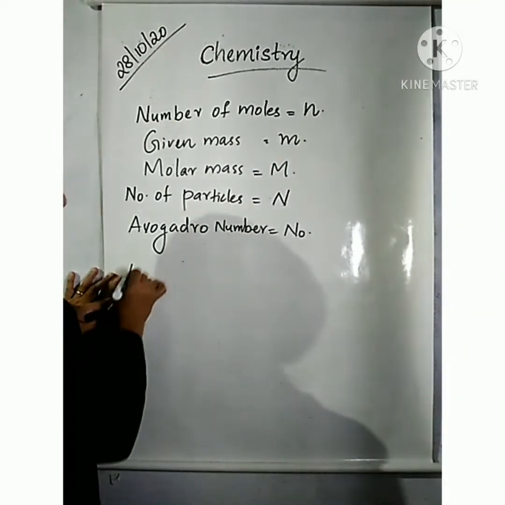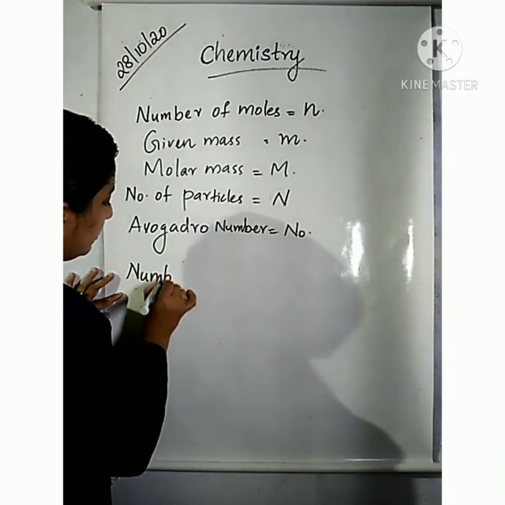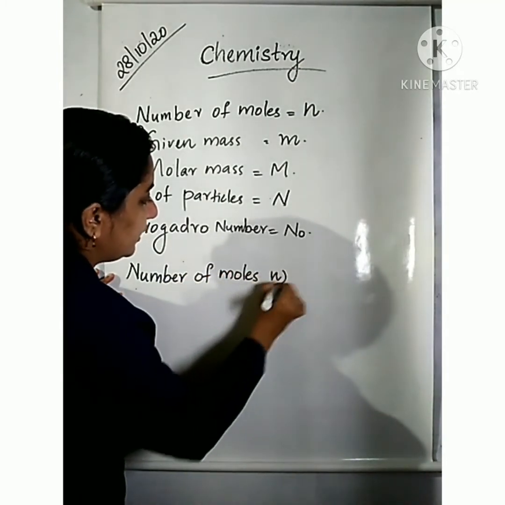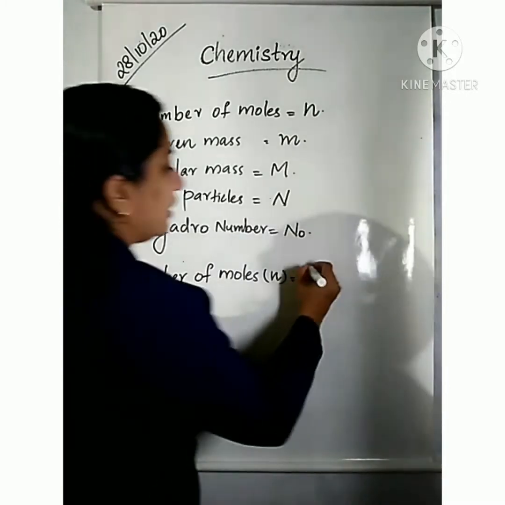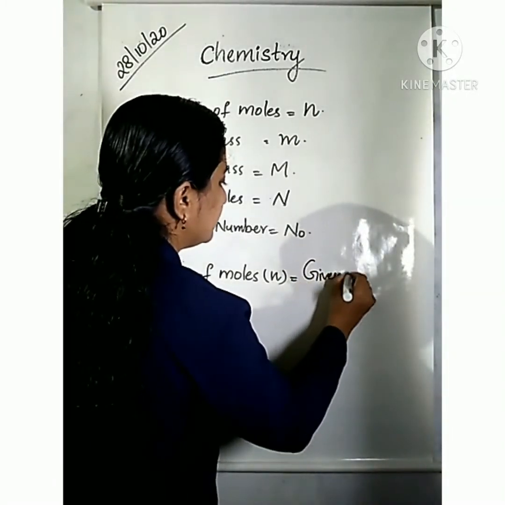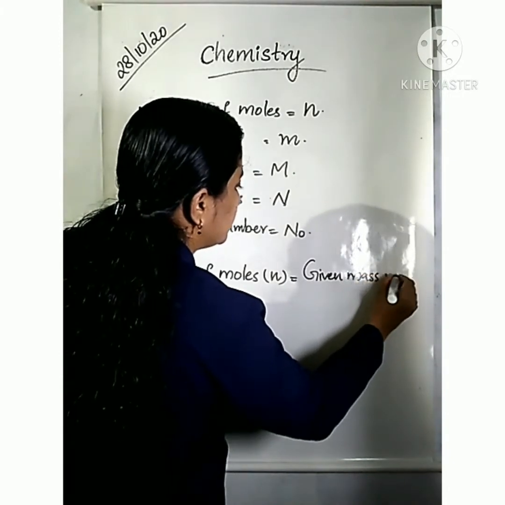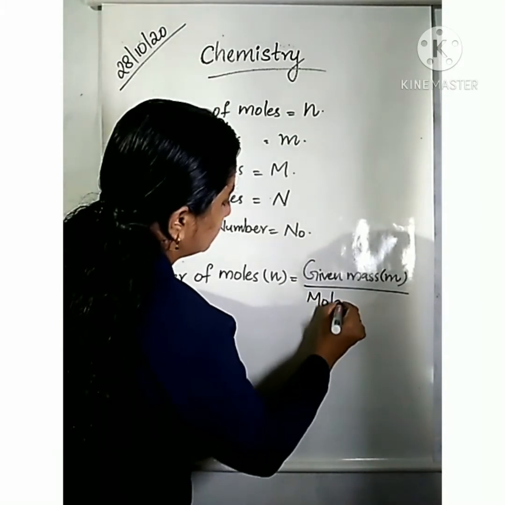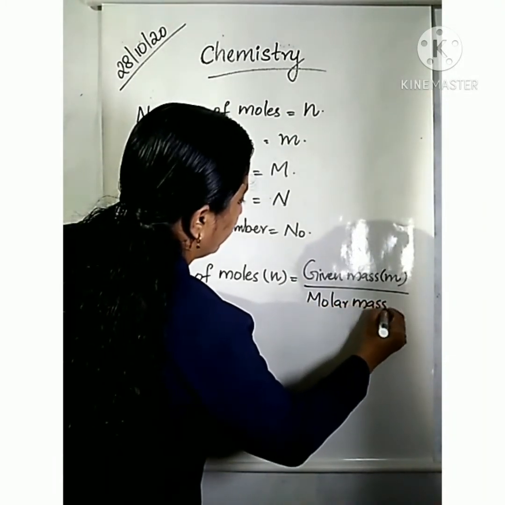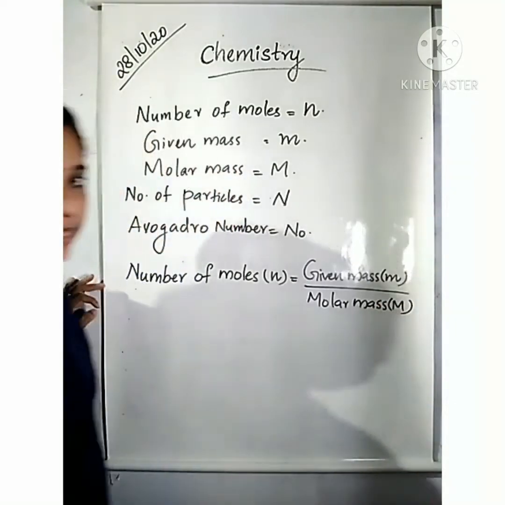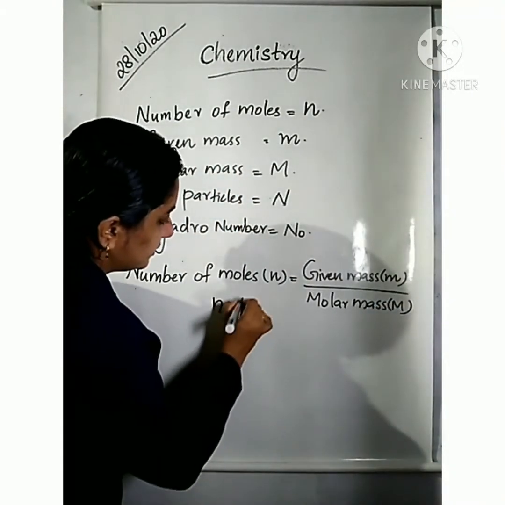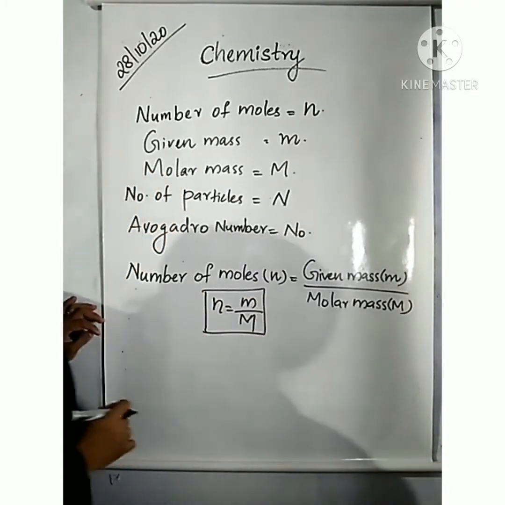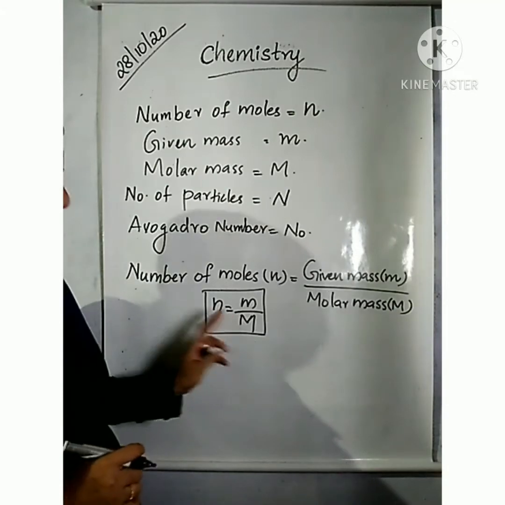First one is number of moles, that is small letter n equal to given mass, that also small letter m, divided by molar mass. It is represented by capital letter M. So, we can write like this: number of moles equal to given mass by molar mass.